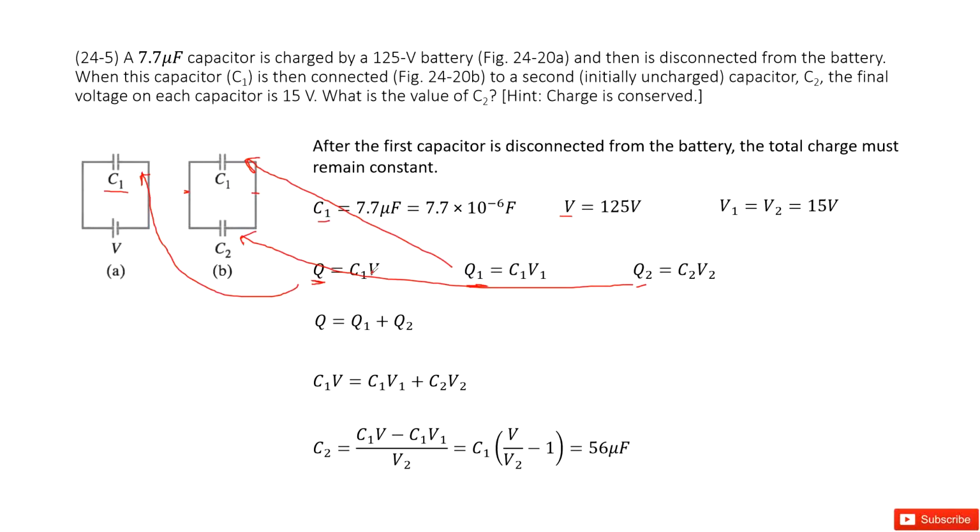As we talked about, the charge is conserved, so the initial charge Q equals the final charge Q1 plus Q2, right? And input the equations for Q, Q1, Q2. We get an equation that looks like this one. Solve this equation, we can get the formula for C2, and then you can input the given quantities and get the answer there. Thank you.